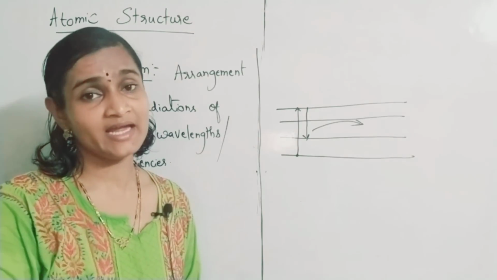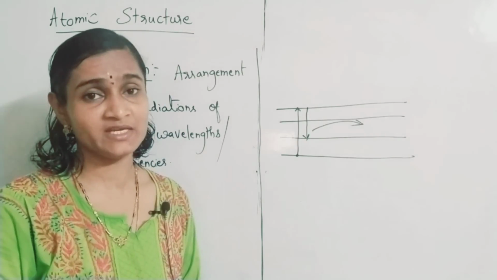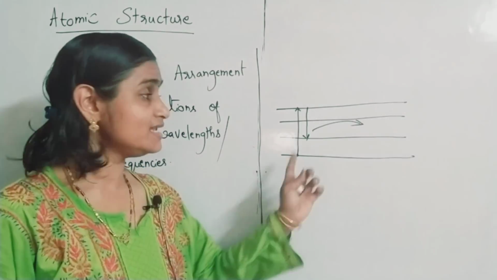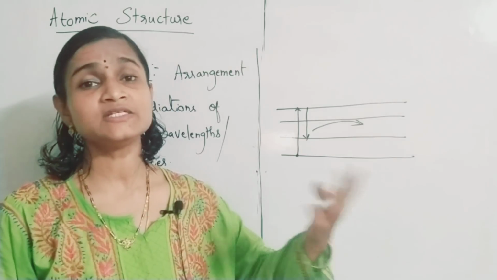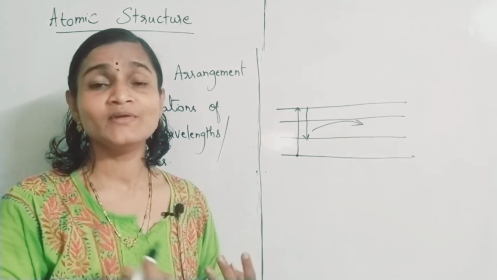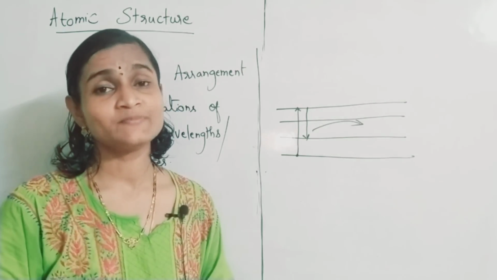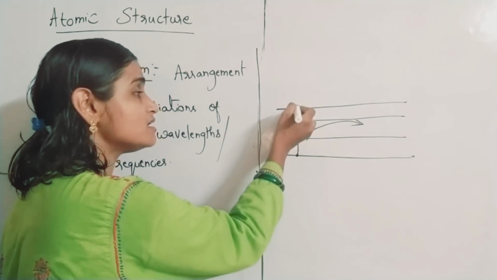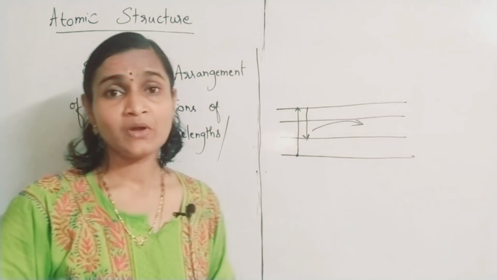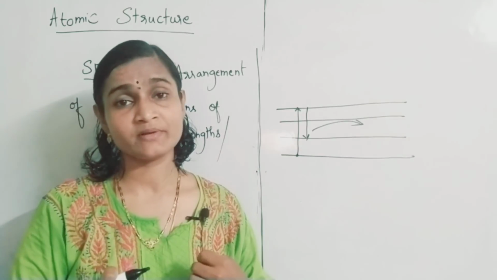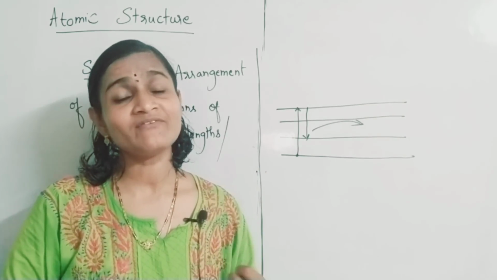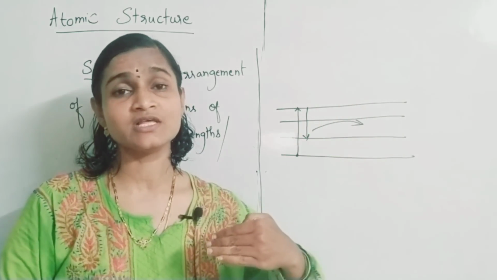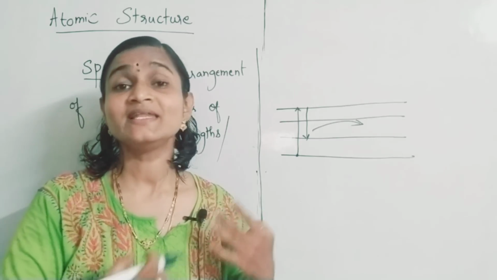That radiated light, if it is analyzed through a spectrometer, you will get a type of spectrum. Suppose an electron jumps from a lower energy level to a higher energy level, then energy is absorbed. If it comes back from a higher energy level to a lower energy level, then energy will be released.